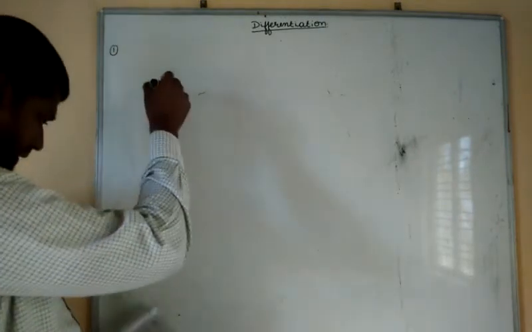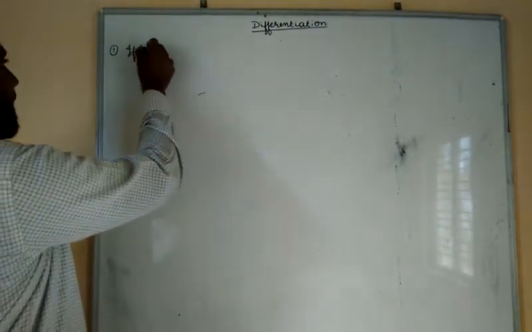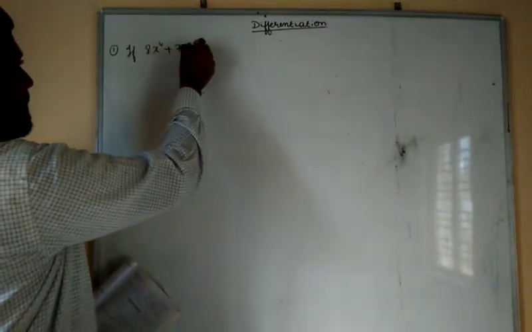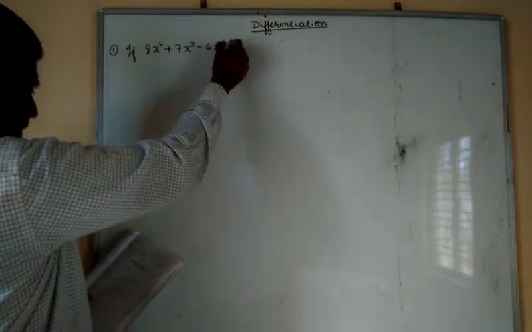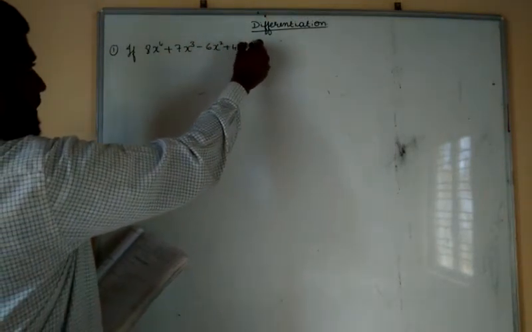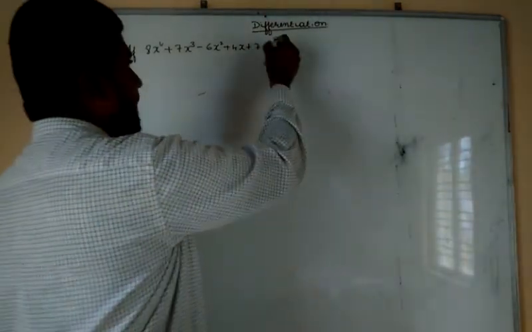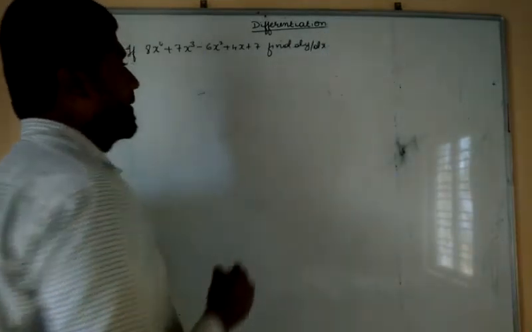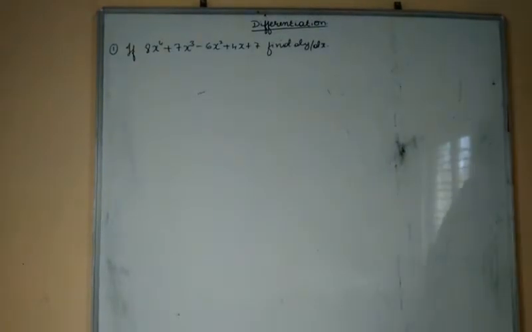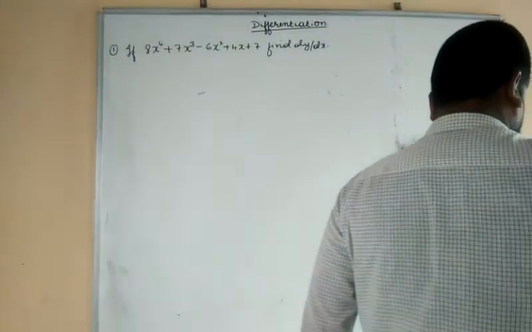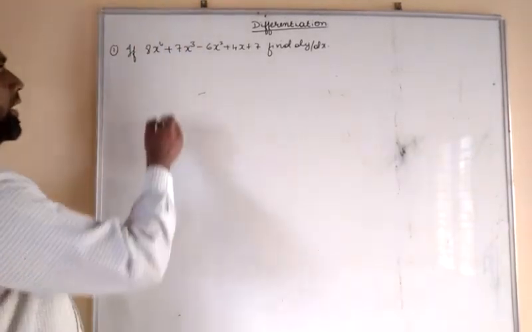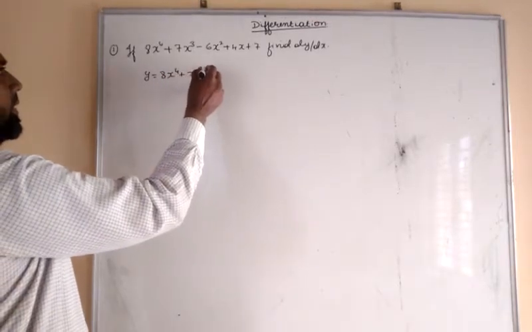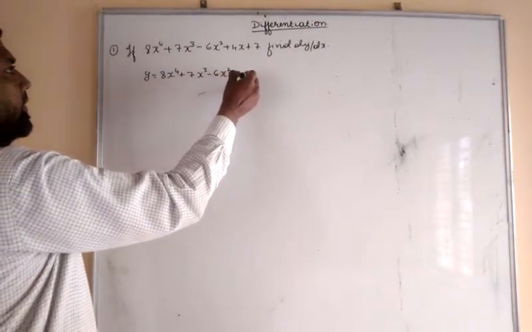The first problem is: if y is equal to 8x to the power of 4 plus 7x cube minus 6x square plus 4x plus 7, find dy by dx.